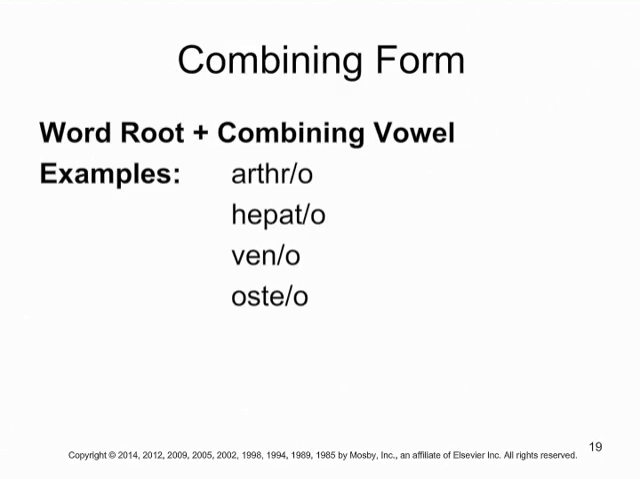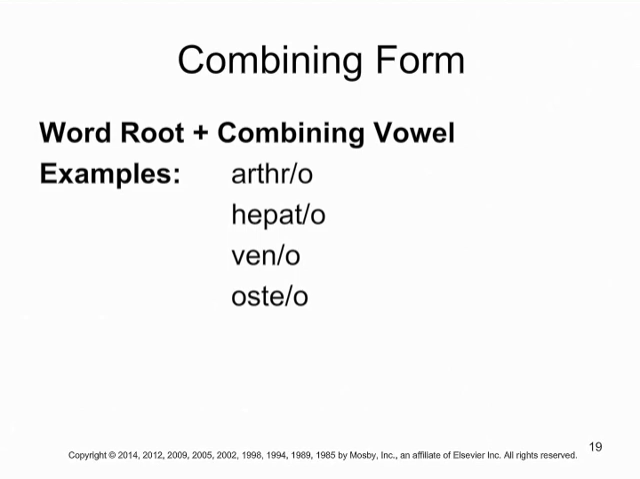The combining form is what we're going to be seeing most often in the textbook, in the different tables and charts where you're actually introduced to the word parts. They're going to give it to you in this combining form. So it's a combination of the word root and whatever combining vowel is used with it. Again, most of the time the combining vowel is an O, but not always.